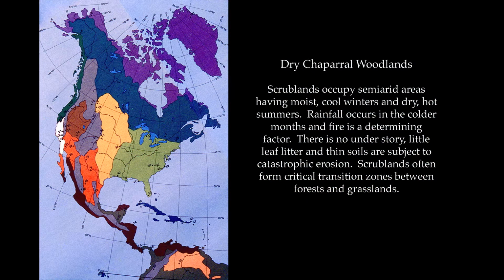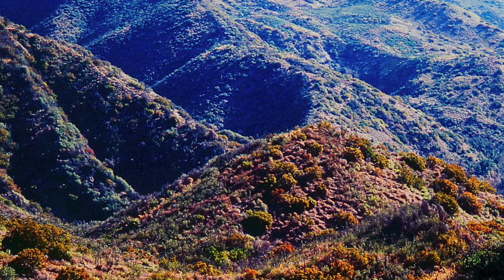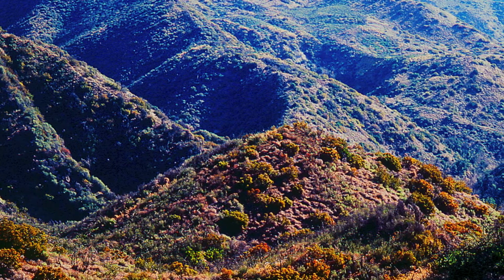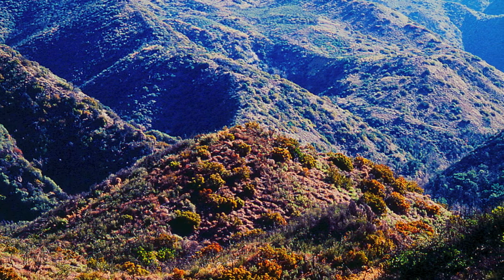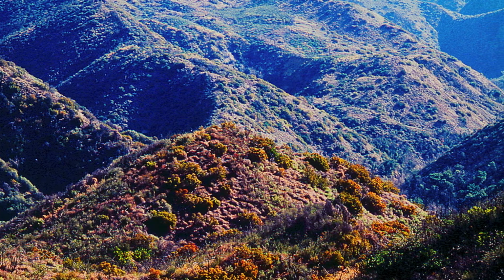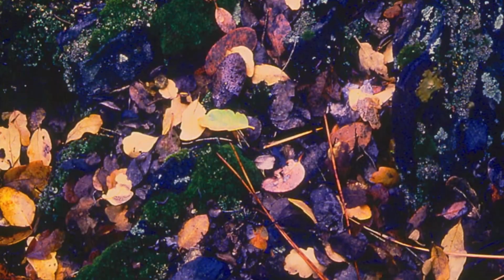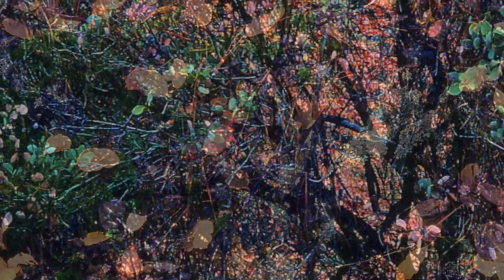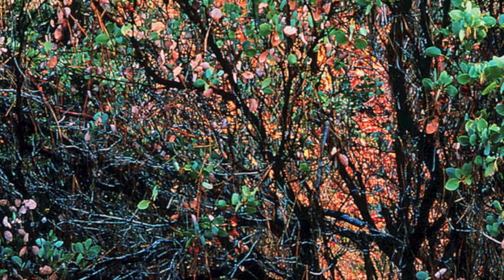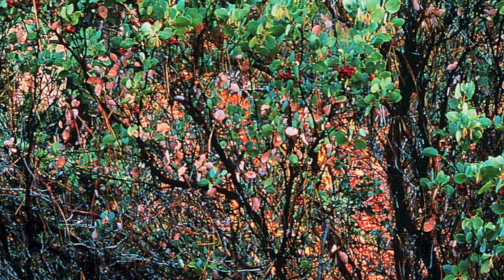Dry chaparral woodland systems. Chaparral scrublands occupy dry regions having moist cool winters and dry hot summers. Manzanita, madrone, sumac, buckbrush, redbud, oak and pine woodlands form critical transitions between forests and grasslands along the foothills of the western Sierras. Limited rainfall occurs in the colder months and fire is a determining ecological factor. There is no understory, very little leaf litter, only scattered mounds of fire moss and occasional grasses, and thin soils that are subject to catastrophic erosion.